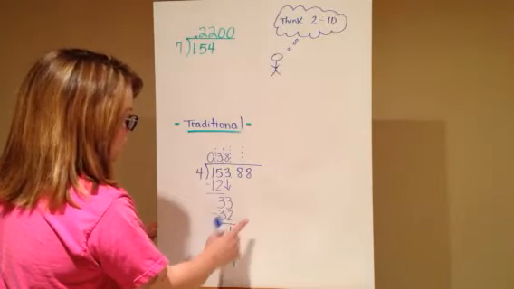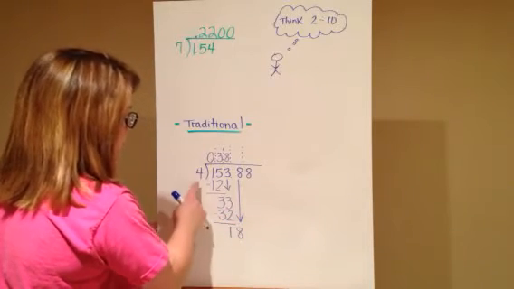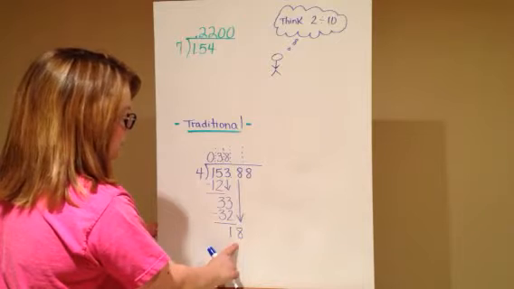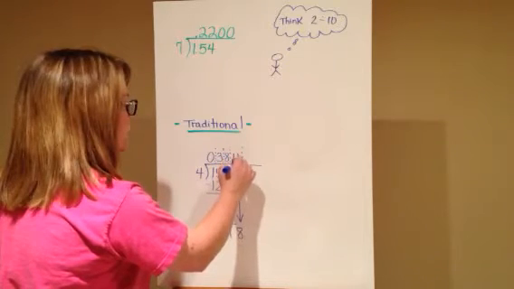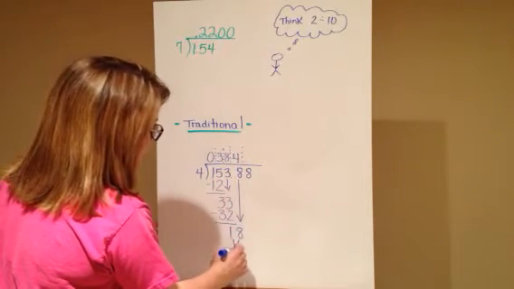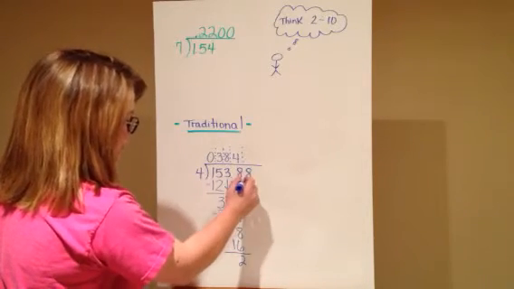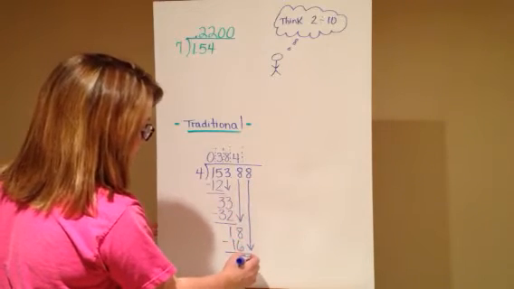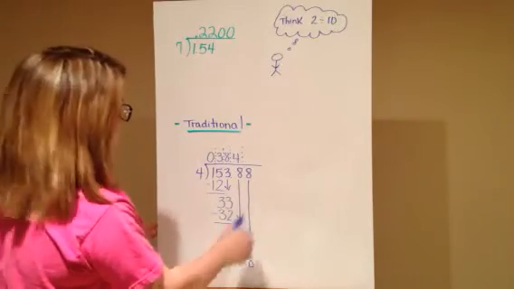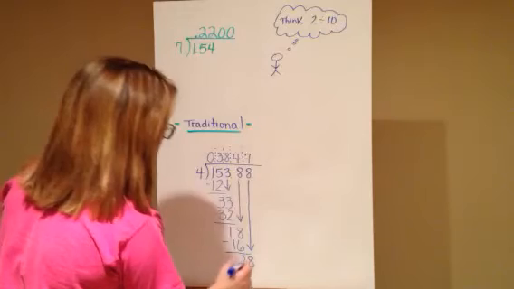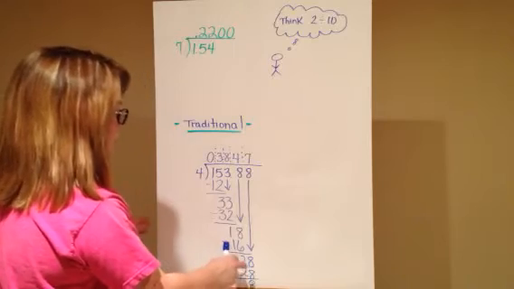I cannot take 4 into 1, so I'm going to bring down that 8. 4 goes into 18. 4 times 4 is 16. 4 times 5 is too big, so we put a 4 here. Multiply, subtract. 4 does not go into 2, but we bring down that 8. And 4 times what equals 28? 4 times 7. And we subtract, and we don't have anything left.